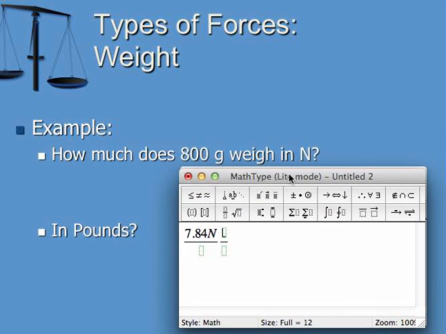So if I need to convert that into pounds, the conversion factor between newtons and pounds is that there are 4.45 newtons in 1 pound. Dividing those two numbers gives us 1.76 pounds. So 800 grams weighs approximately 1.76 pounds.